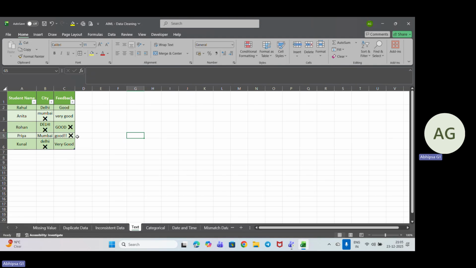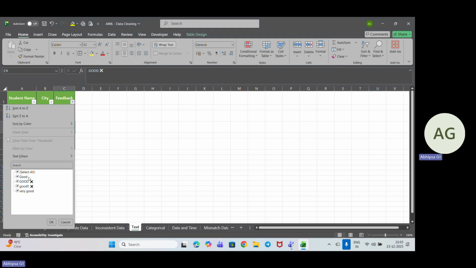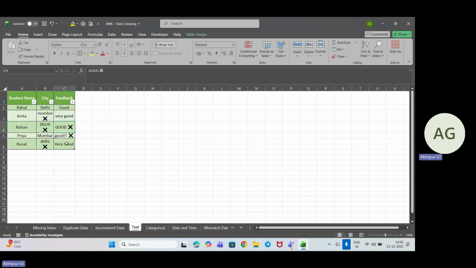So this is of course messy data. You can see why this text data needs cleaning, because my model will see "good" and "Good" as different. If you can see here, we have got four different types of things: good, Good, GOOD, very good. But ultimately good is one. There should be two categories, good and very good.